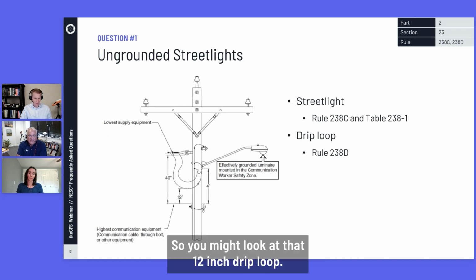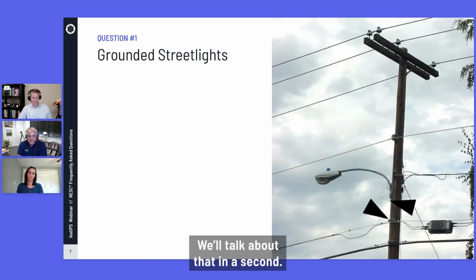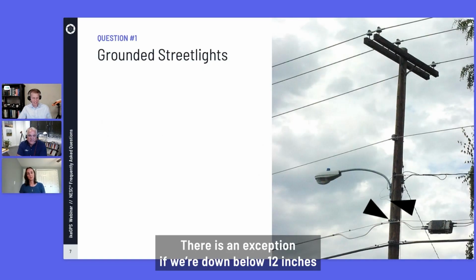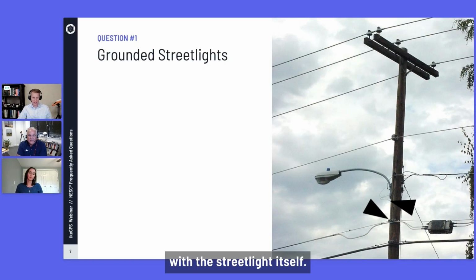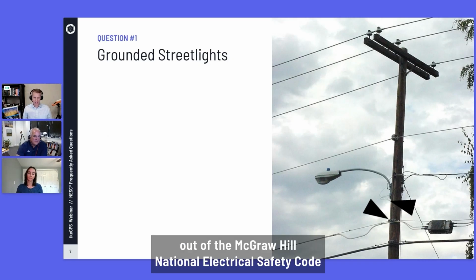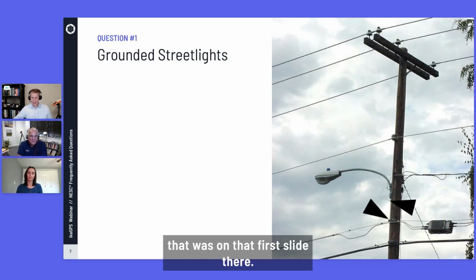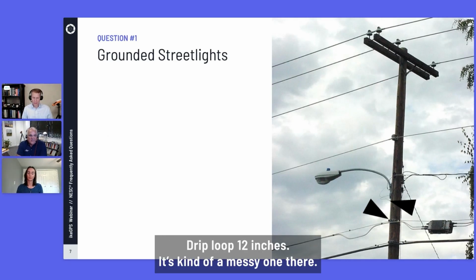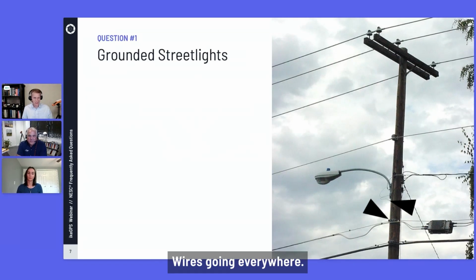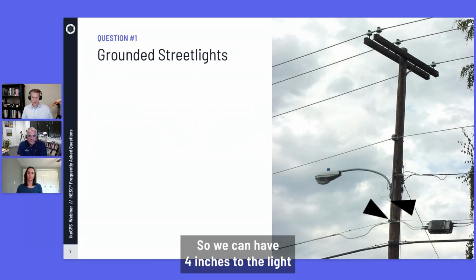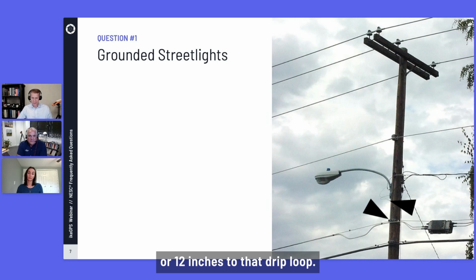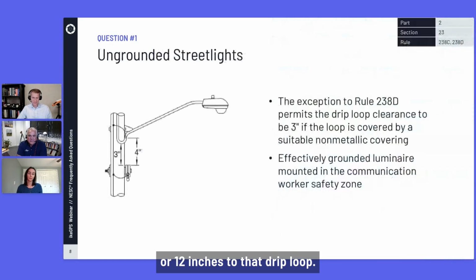So you might look at that 12-inch drip loop. There is an exception if we're down below 12 inches with the street light itself. Here's a photo that comes right out of the McGraw-Hill National Electrical Safety Code handbook, which is a great resource. That was on that first slide there. Drip loop, 12 inches. It's kind of a messy one there, wires going everywhere. So we can have 4 inches to the light or 12 inches to that drip loop.